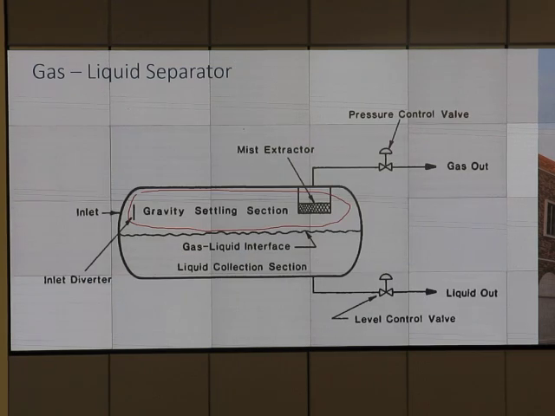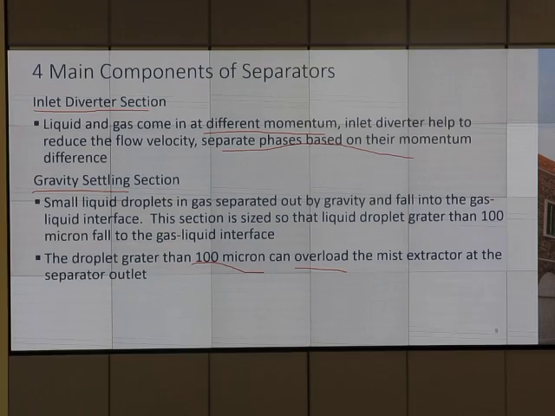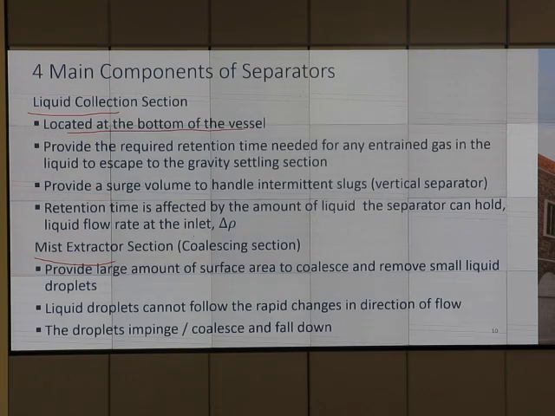Liquid collection section is at the bottom of the vessel. So if I give you this picture and put the four main sections of the separator, you have to know that, okay, that part is the liquid collection. Of course, the one in the lab has an oil bucket, water bucket. You still remember that? So the liquid collection part provides the retention time needed for any entrained gas in the liquid to escape through the gravity section. We didn't really talk about the retention time.